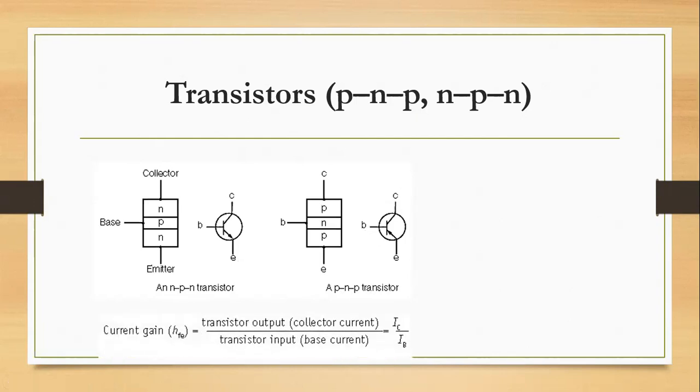So to find the current gain for a transistor, we are going to use this formula: collector current over base current. This will give us the current gain, HFE. Okay, it's going to give us the current gain in a transistor.